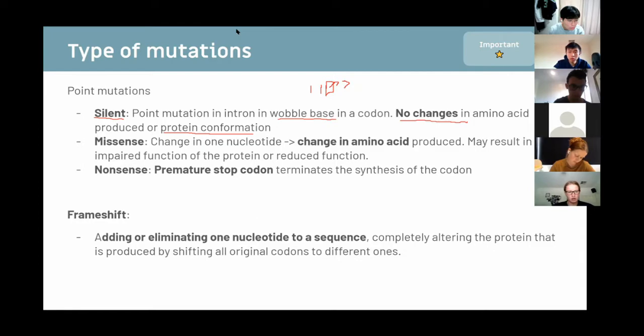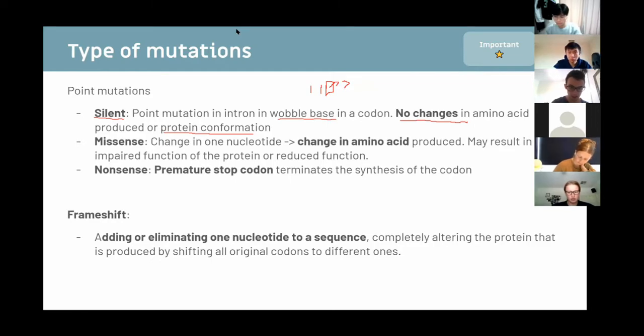It is not changed. There's something called a missense. I did the French accent that time. That is a change in one nucleotide. This change in a nucleotide will change the amino acid produced and may result in impaired function of the protein, or it may enhance or reduce the function of the protein.